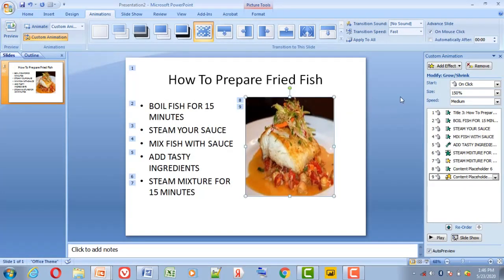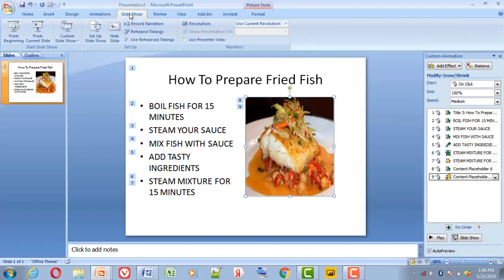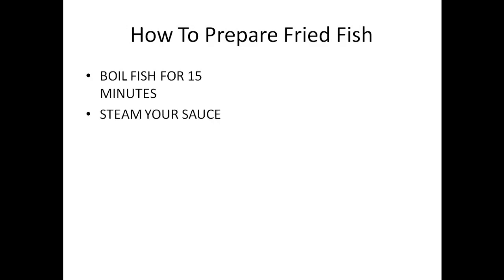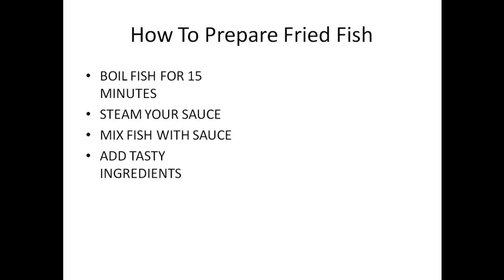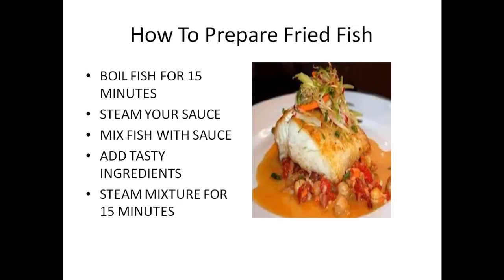As usual, we go to slideshow, click slideshow, then click from beginning. You can see the slide came out animated. Click again: the first half fried fish, click, boil fish for 15 minutes, click, steam your sauce, click, mix fish with sauce, click, add tasty ingredients, click, steam your mixture for 15 minutes, click, emphasis, then the blinds, click, grows and shrinks.